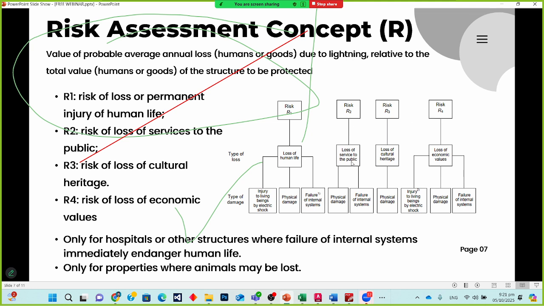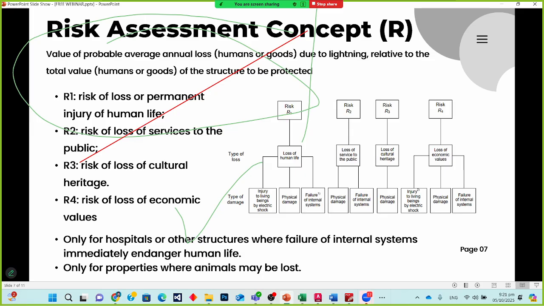Risk two, loss of services to the public, physical damage or failure of internal systems. The third one is the loss of cultural heritage, through physical damage. Basically, there is no internal system in cultural heritage, so it is physical damage. Loss of economic values, injury to living beings by electric shocks, physical damage, failure of internal systems. So due to that risk, these might be the types of damages.